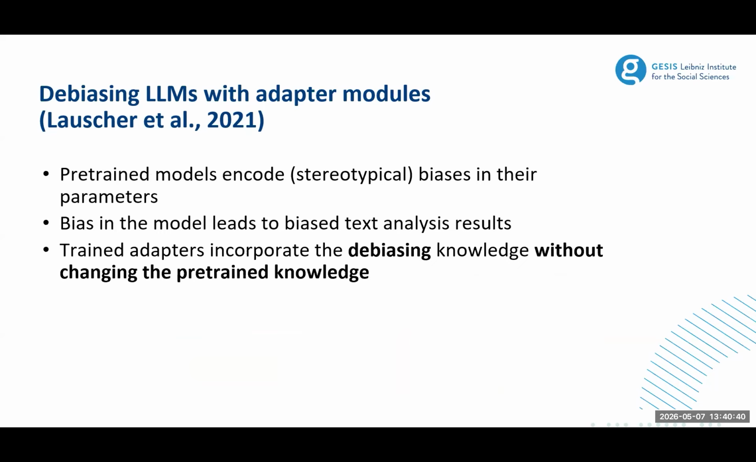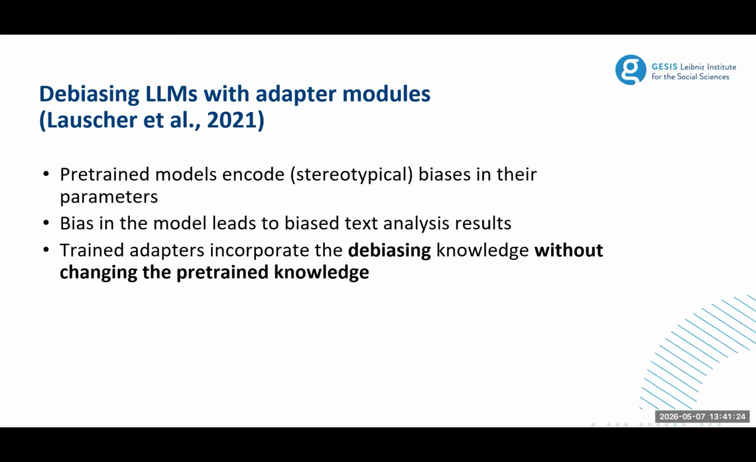And then the last application example that I would highlight here is that you can also use adapters to debias LLMs, because all the LLMs that we are working with are biased. They encode, for example, stereotypical bias because the datasets have these biases in there. So the model will also learn these biases. And if we have a bias in the model, then this will also lead to biased text analysis results, which we, especially in the social sciences, really do not want.